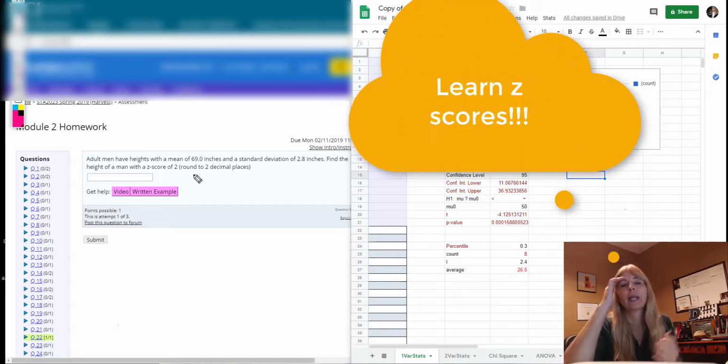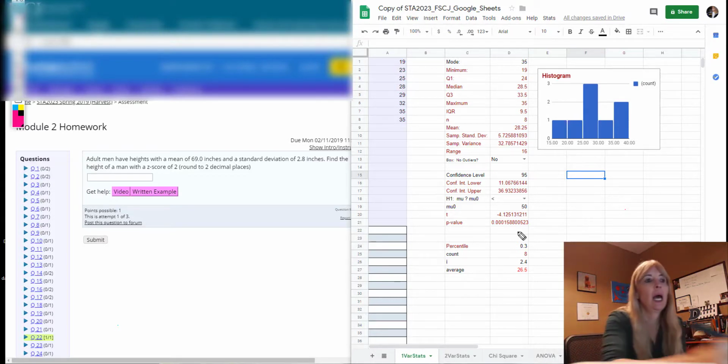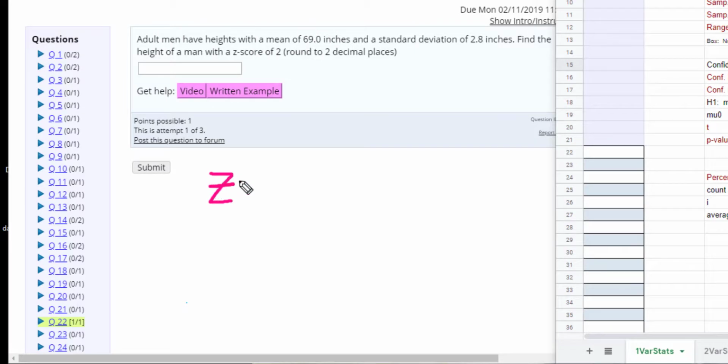A Z-score is how many standard deviations you are away from a standardized mean of 0. So what you have to do is standardize your variables. And it's a very easy formula: Z equals a particular value of X minus my mean, over my standard deviation. And that's it.